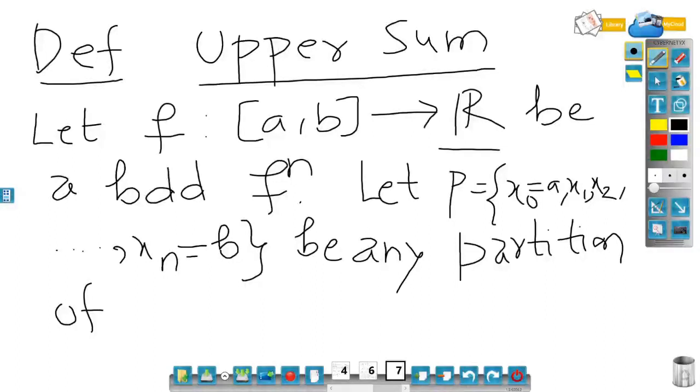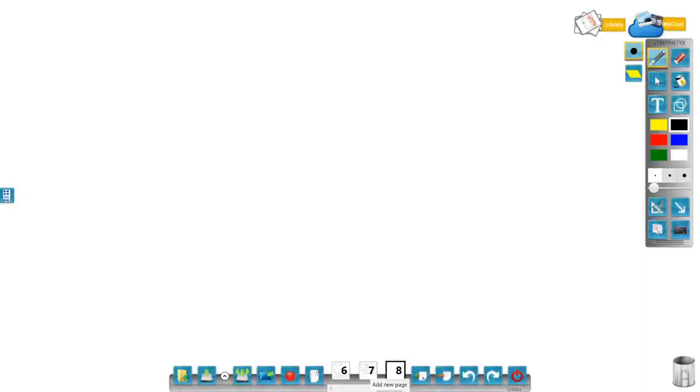of I. Now in this case, what is I? So this closed interval [a, b] is also called I. So P is any partition of the closed interval [a, b]. Now we will be defining the upper sum. So how will we define it? I'll draw a small diagram here to explain this.